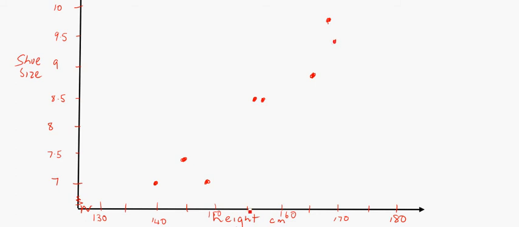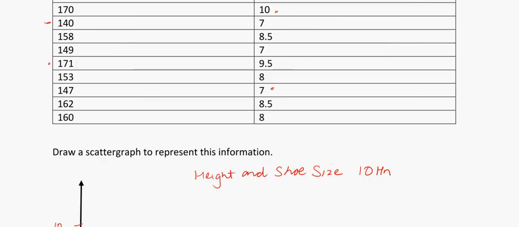153 has an 8. 147 has a 7. 162 is an 8.5. And 160 has an 8. I'm sorry you couldn't see that from the table, but I got it off that table and I was reading across and plotting each of those data points.